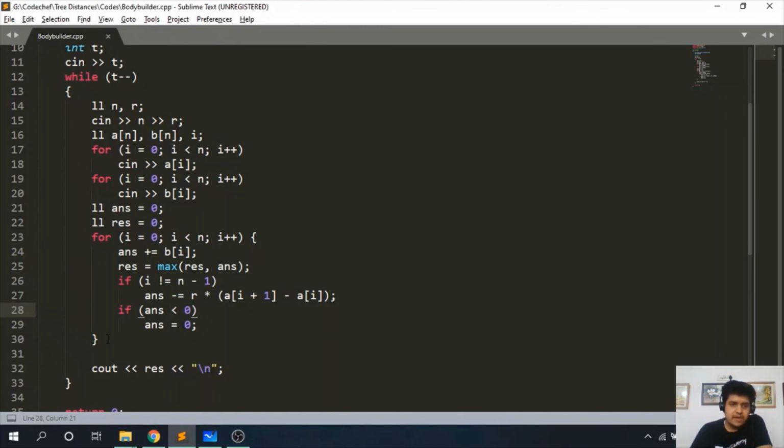Now having seen this, we directly output res on a new line, because res will contain the maximum value of tension among all exercises. So I hope you understood this question, and thank you.